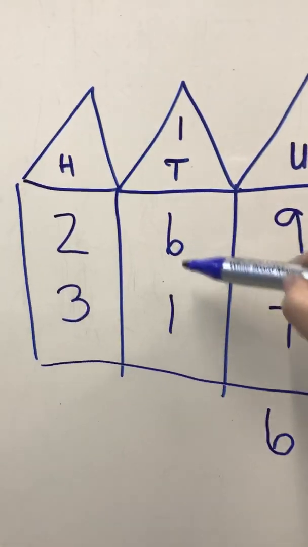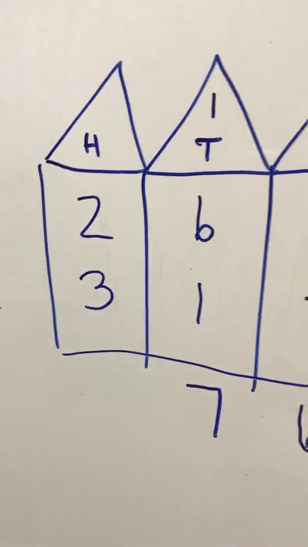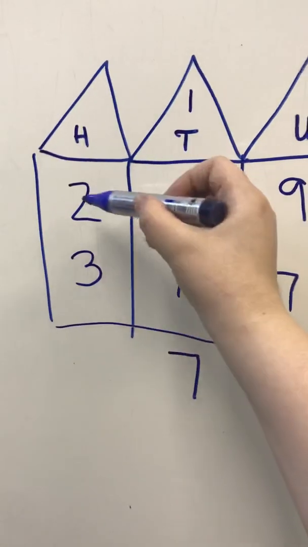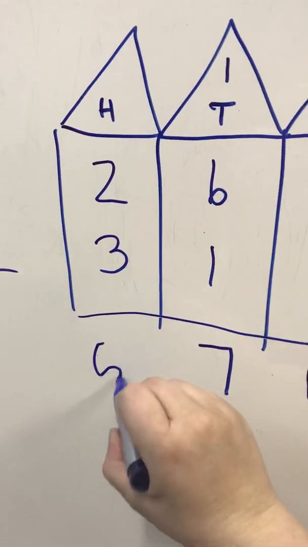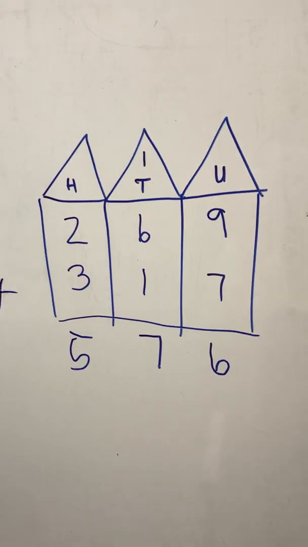Now, we say 6 plus 1, and then we plus the 1 in the attic, which will give us 7. And then we say 2 plus 3, 5. My answer is 576.